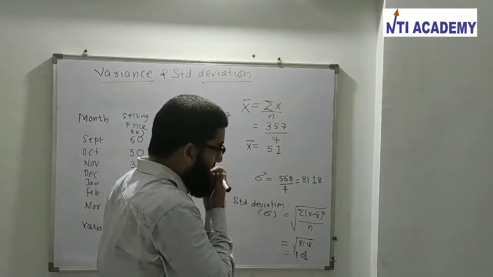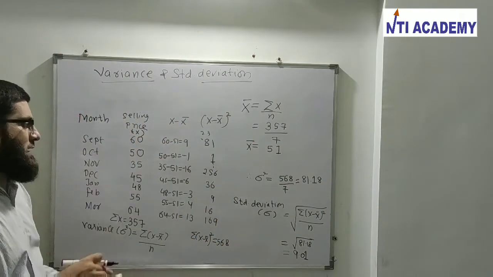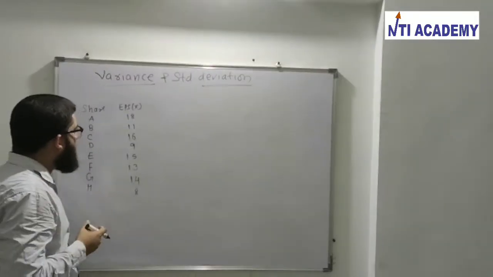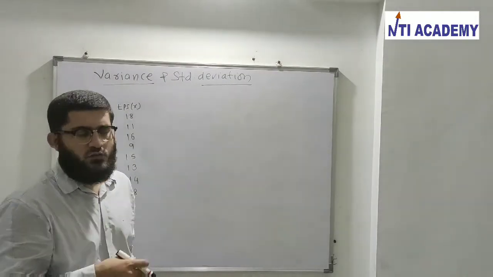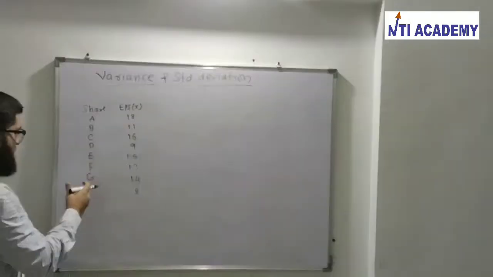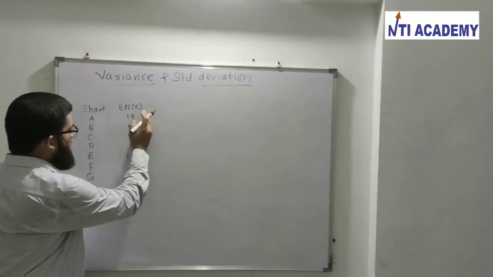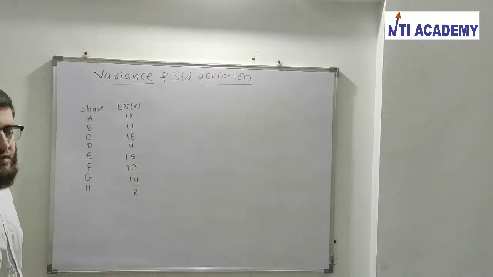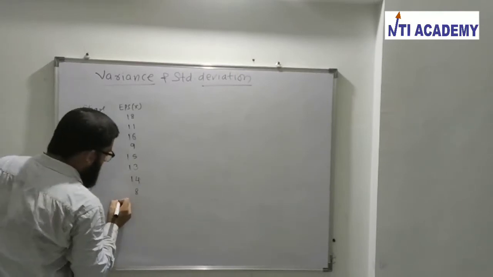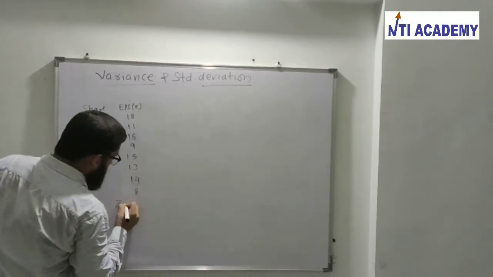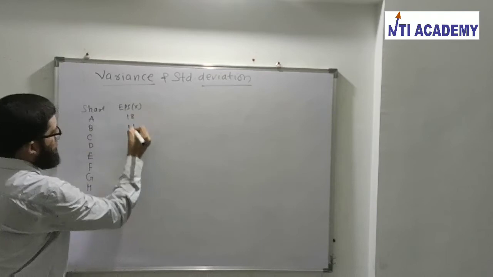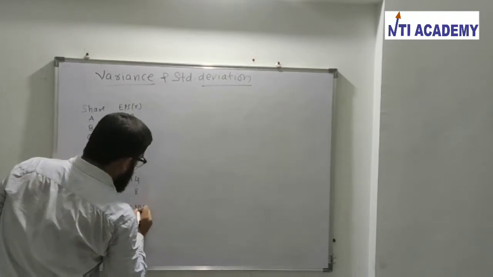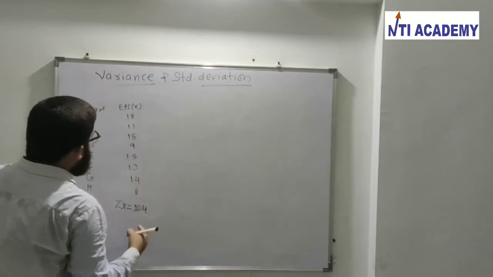So now we can take another problem. Second problem. Friends, as we have just seen the first problem, now we will be solving the second problem, which is based on the earning per share. We have been given 8 shares from A to H, and their corresponding earnings are listed here. We'll apply the same technique as in the first problem. First of all, find the summation of x. If you calculate this, it comes to 104.